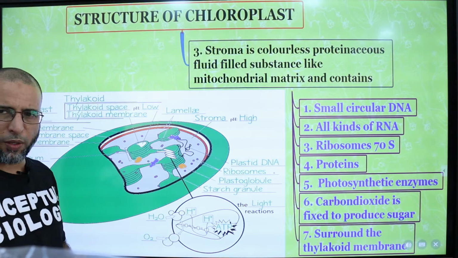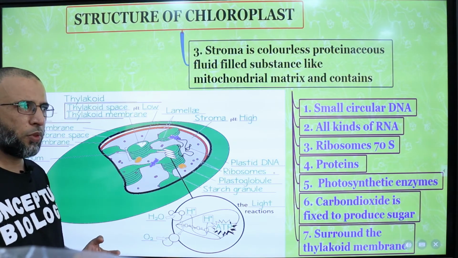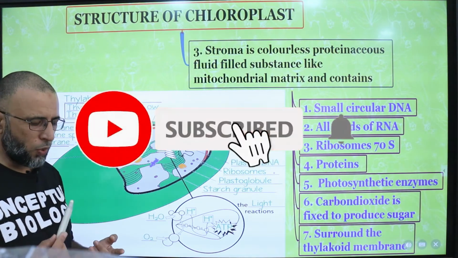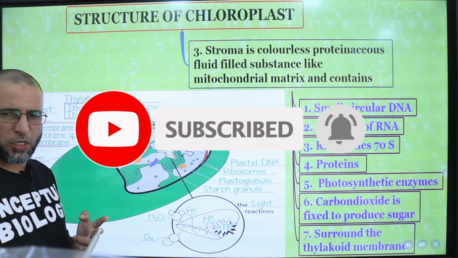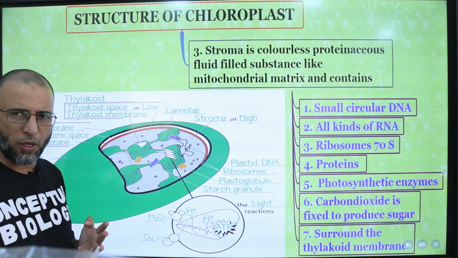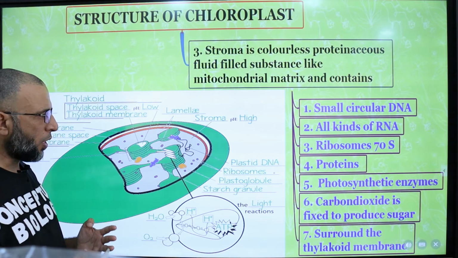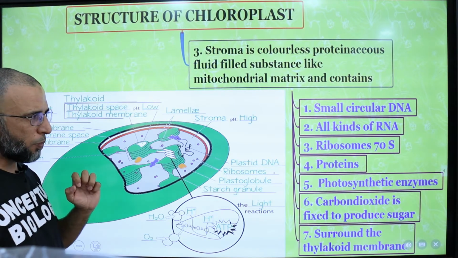All kinds of RNA are also present here in stroma. There are three kinds of RNA: one is messenger RNA, second is transfer RNA, and third is ribosomal RNA. So, these three types of RNA are present here in stroma.